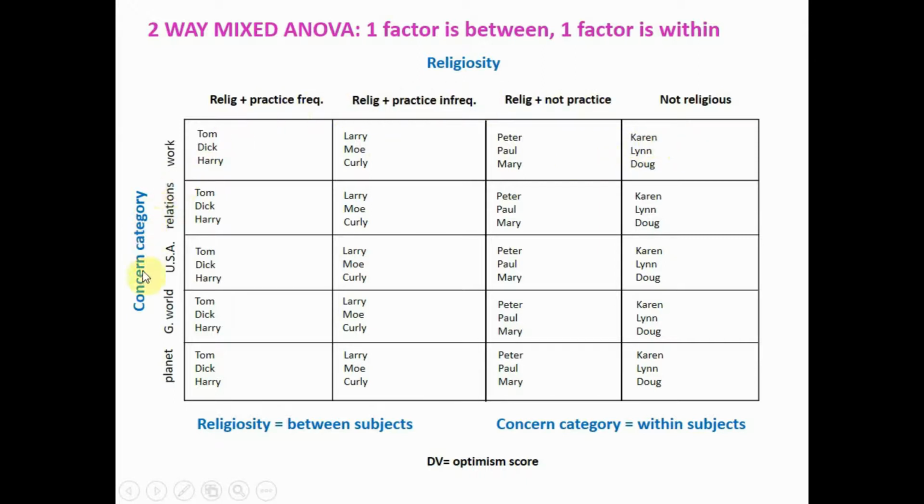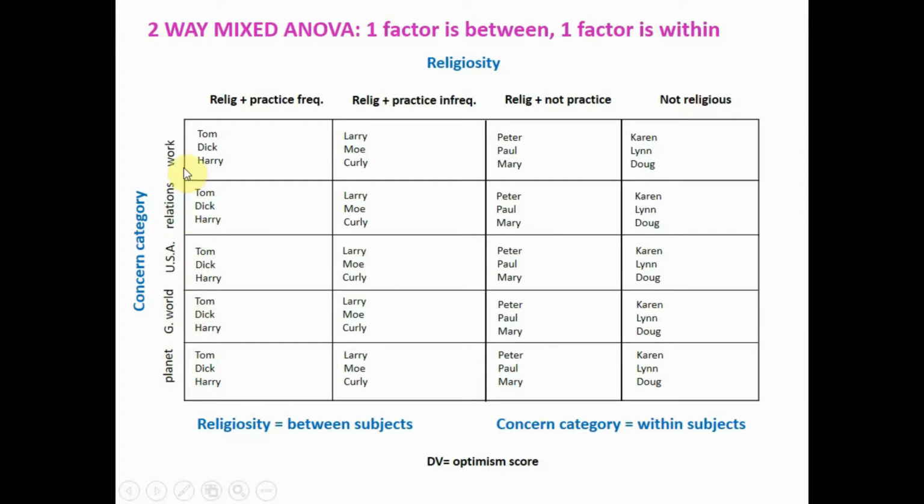But if we look at concern category, this factor is within subjects. And that means that whoever was tested under the work subcategory, so the level work, and we can see here it's everybody, right? Tom, Dick, and Harry, Larry, Moe, and Curly, Peter, Paul, and Mary, Karen, Lynn, and Doug, right? So if we look at these people, they are also tested under the next condition, which is relationships. And then we see again that they are tested once more under the category USA, and then the same is true for global world and the planet itself.